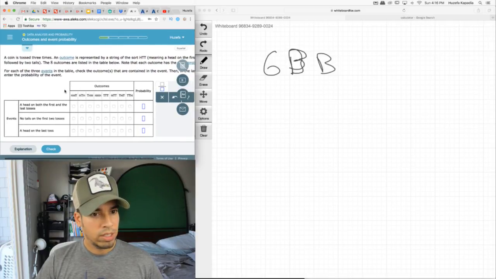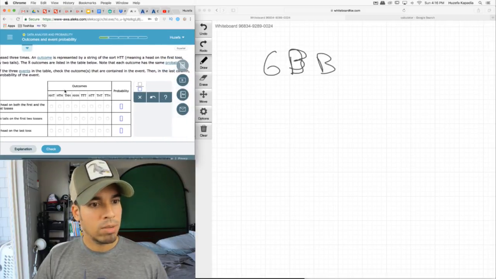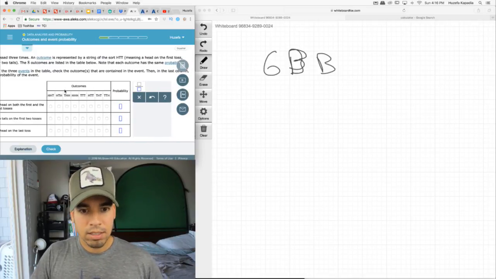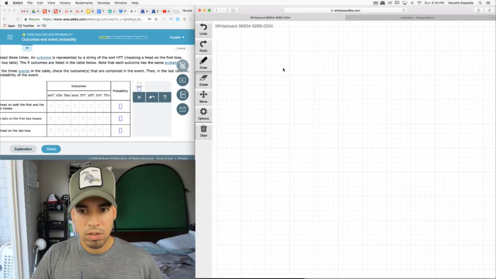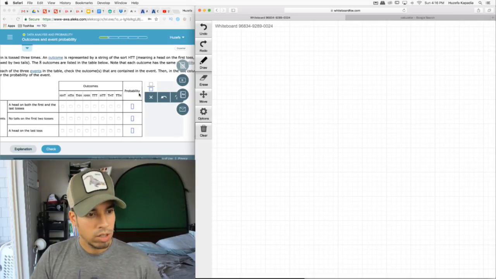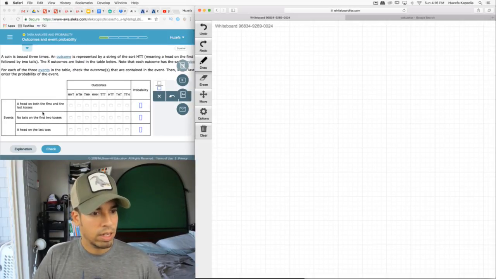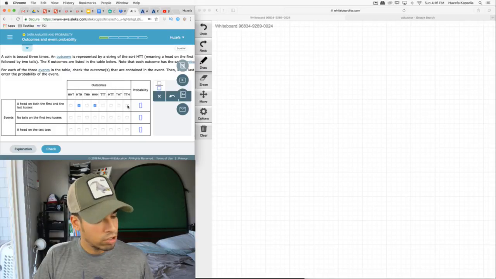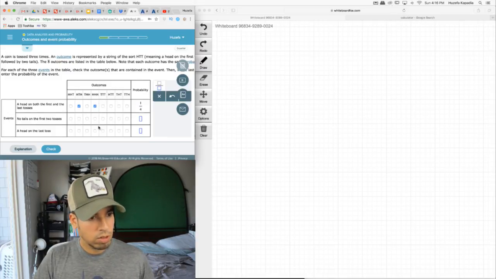A coin is tossed 3 times, so this is the same idea. An outcome is represented by a string of the sort HTT, meaning that could be heads, tails, tails. Now we're going to look at these events and find the probability. A head on both the first and last tosses. So head on first and last. So that's 2 out of 8, or 1 out of 4.